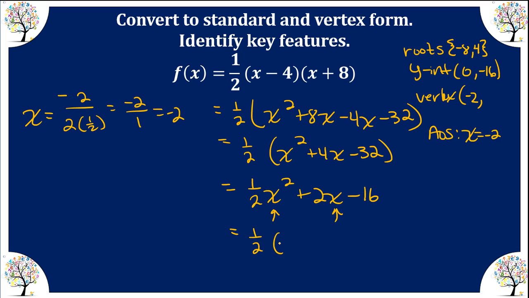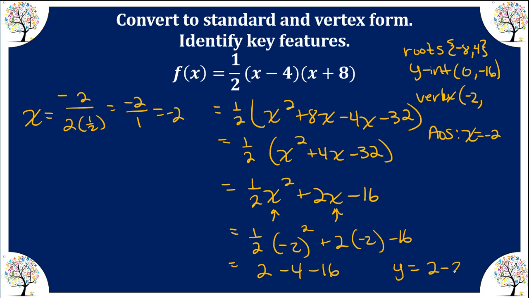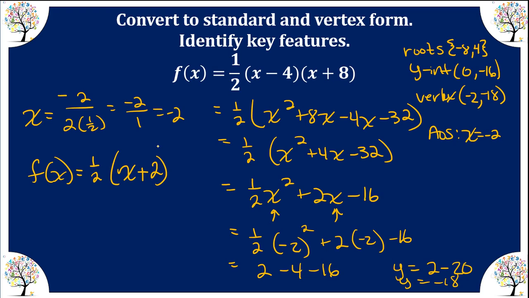So we have 1/2, x is -2, and I'm going to use parentheses so I don't make a silly mistake with my signs. -2 squared is 4, 4 times 1/2 is 2, -4 minus 16. So this is 2 minus 20, so our output value is -18. So we're going to say f of x equals, our a value is 1/2, and it's x minus -2, so that becomes x plus 2, quantity squared, minus 18.